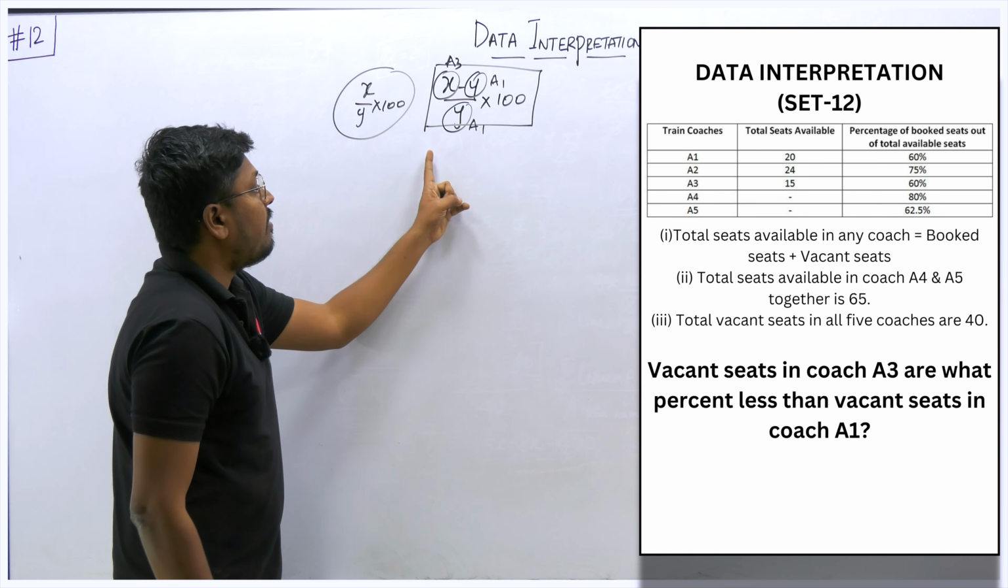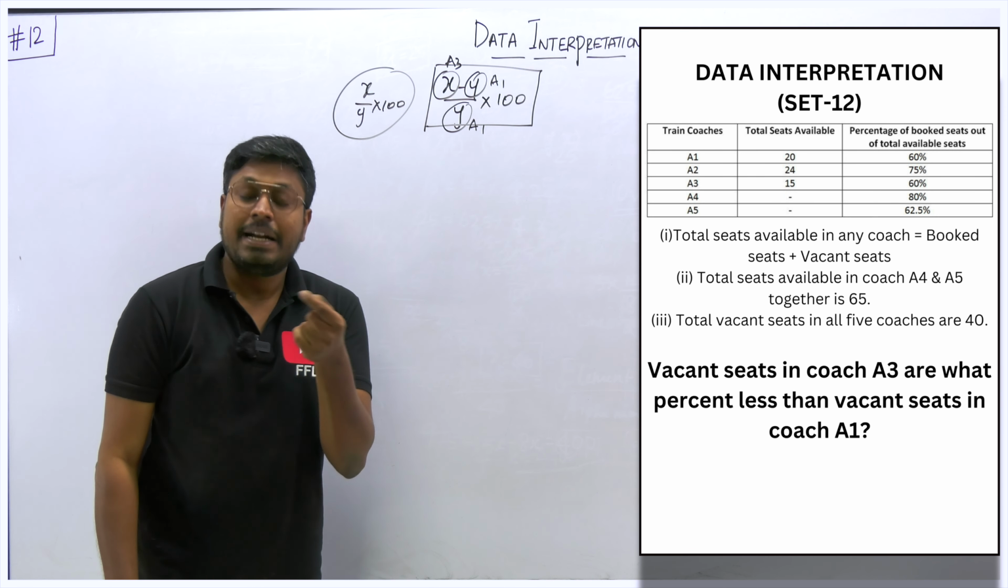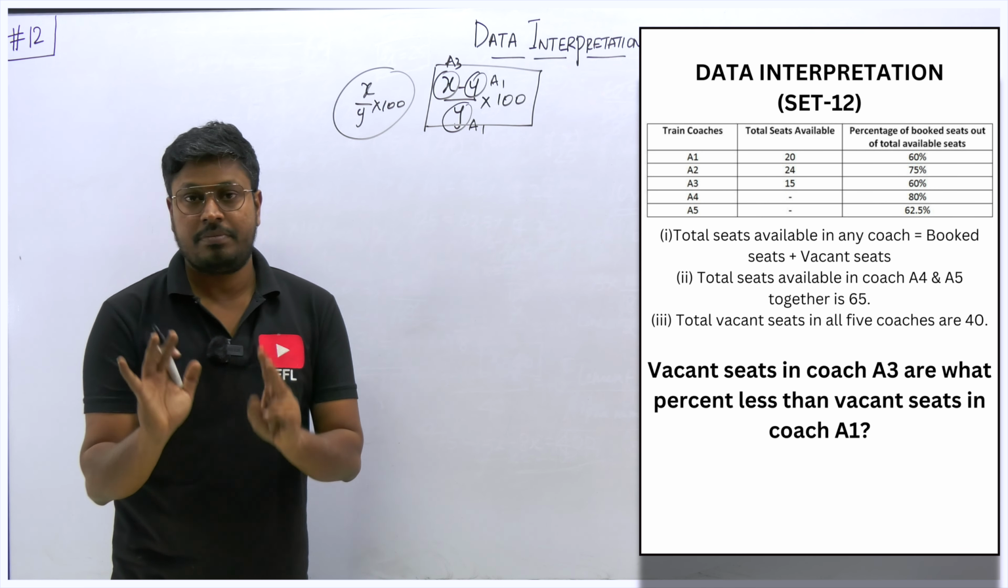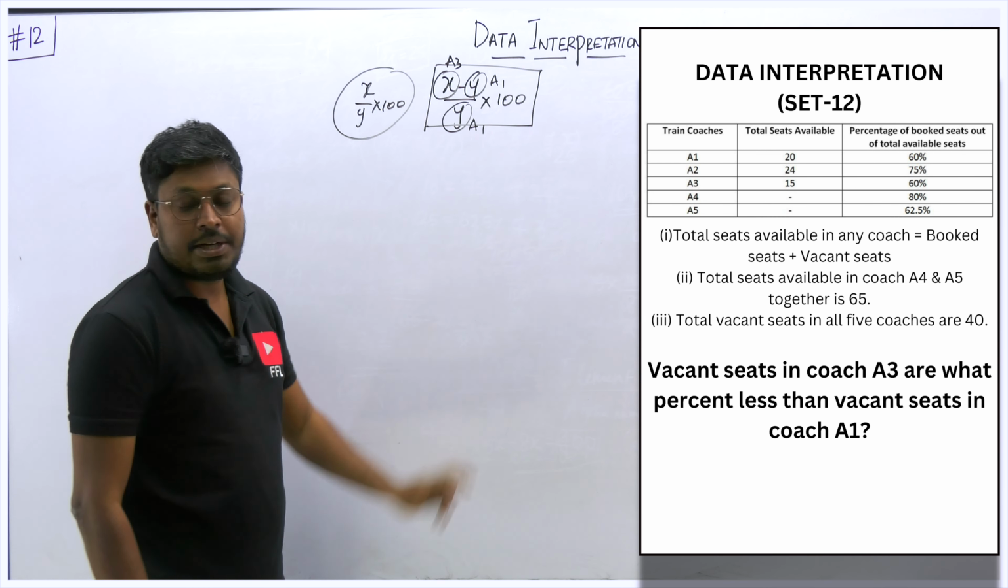So which means our final answer will be in terms of negative. Why? Because if we are getting a negative value, it will be less. If we are getting a positive value, then it will be more. But in the question itself, they have given less. So definitely our final answer will be in terms of negative.